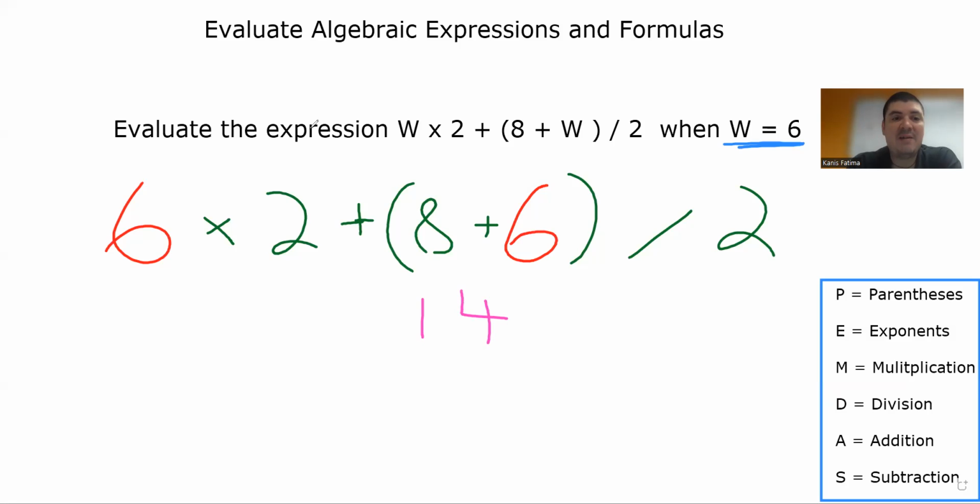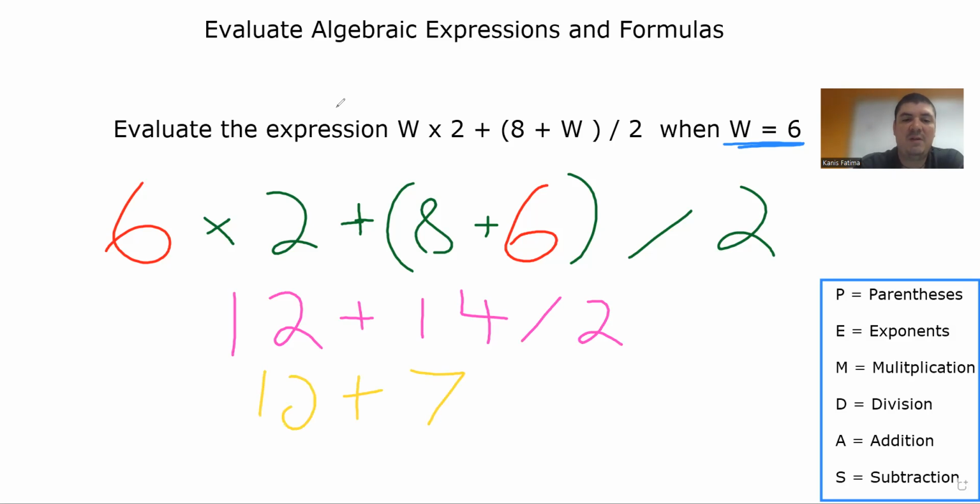Now, going from left to right, the next thing I see is 6 times 2. Multiplication. So I have 6 times 2 is 12. Now, going over to my right, I need to do my division first. So I have 14 divided by 2. So now I need to solve in order. So 14 divided by 2 is 7 plus 12. Now I get my final answer, 19.